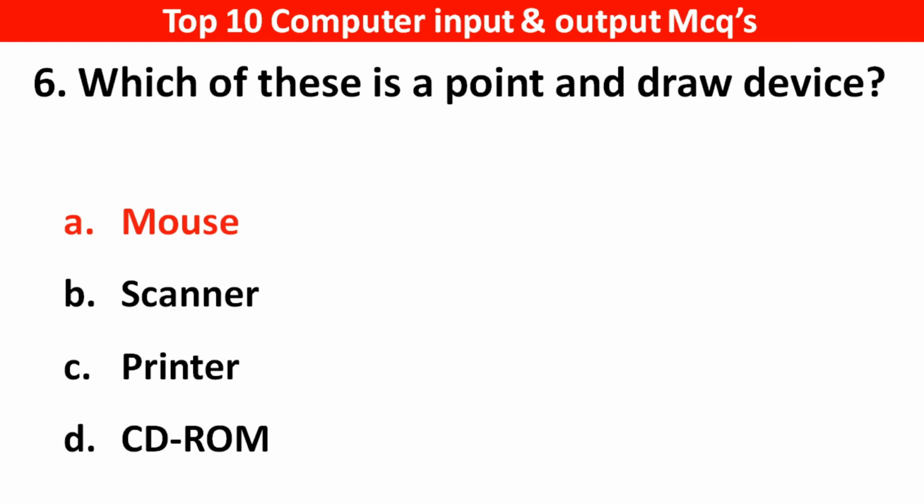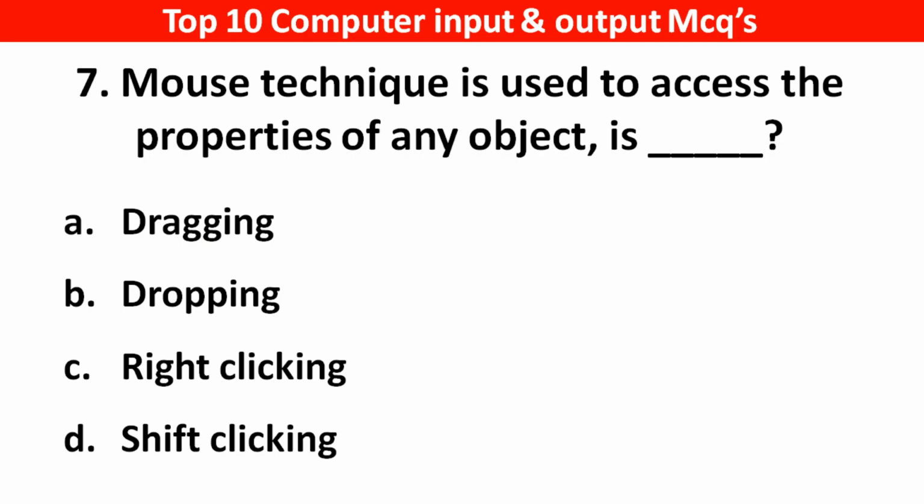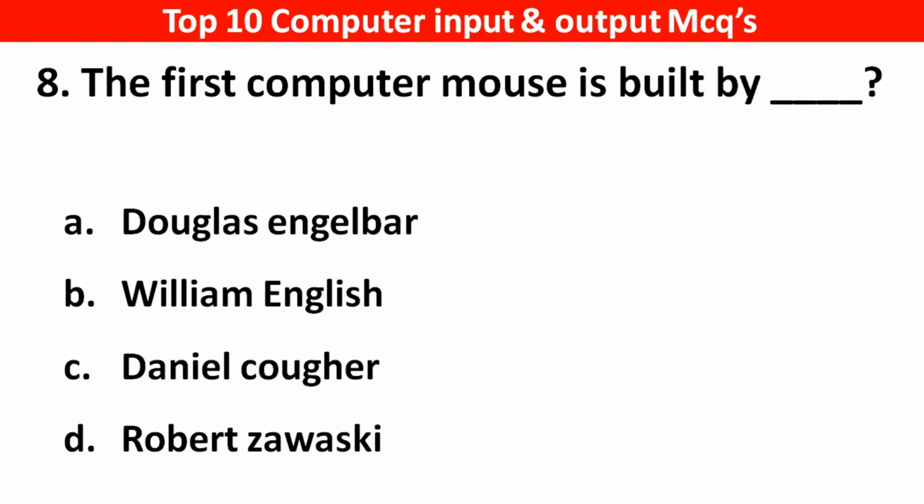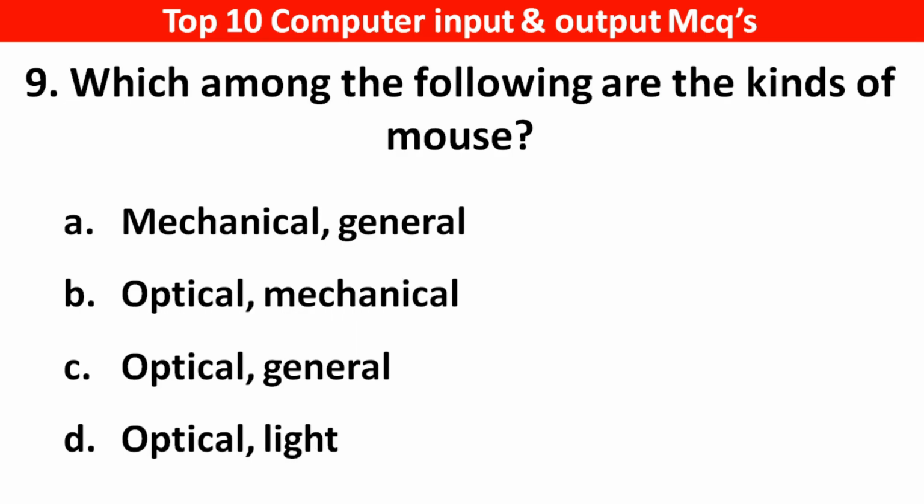Mouse. Next question. The technique used to access the properties of any object is called dash dash. Options A, dragging. B, dropping. C, right clicking. D, shift clicking. Right answer is option C, right clicking. Next question. The first computer mouse was built by dash dash. Right answer is option A, Douglas Engelbart.